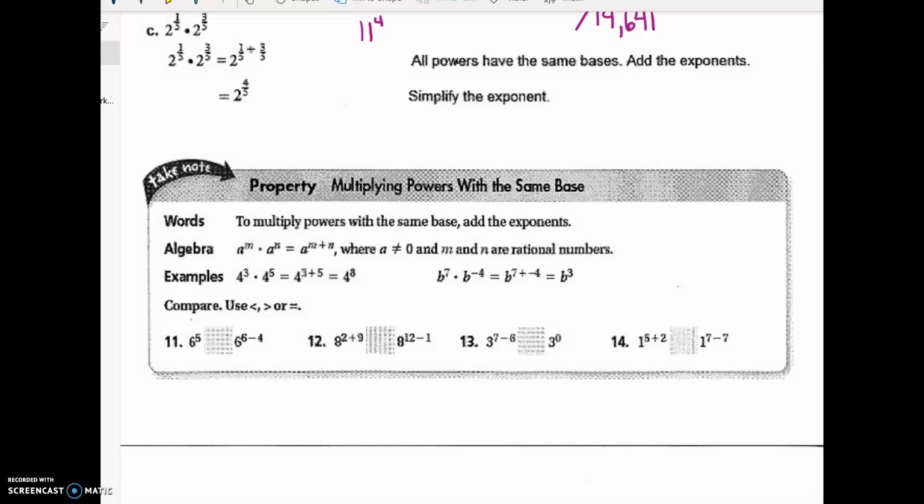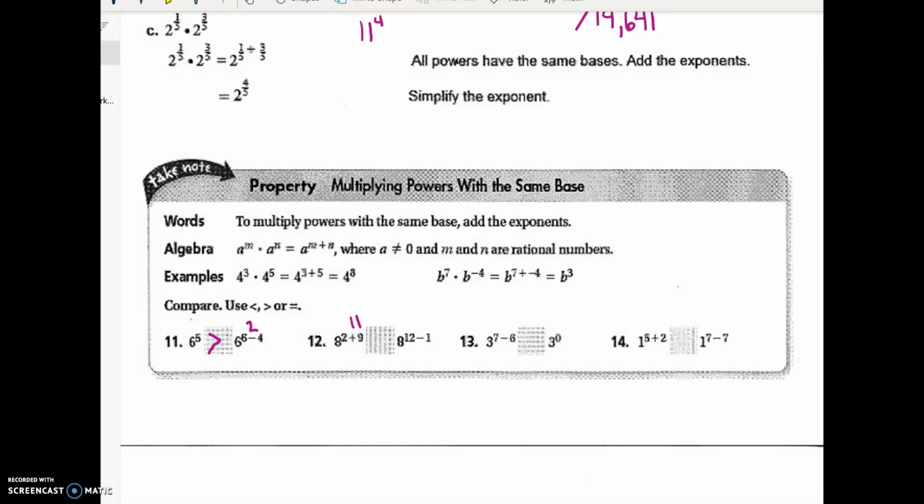So to multiply powers with the same base, we simply add the exponents together and keep the base. So here, if we look at 11, 12, 13, and 14, we want to compare. This one has 6 minus 4 here, so that would give us 6 squared. Obviously, 6 to the 5th is greater than 6 squared. So we're just comparing those, and you can kind of see the idea.